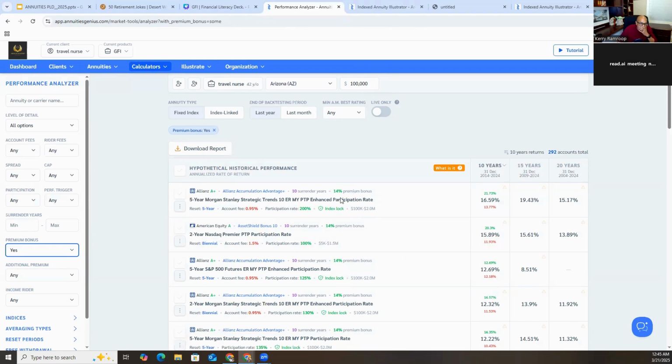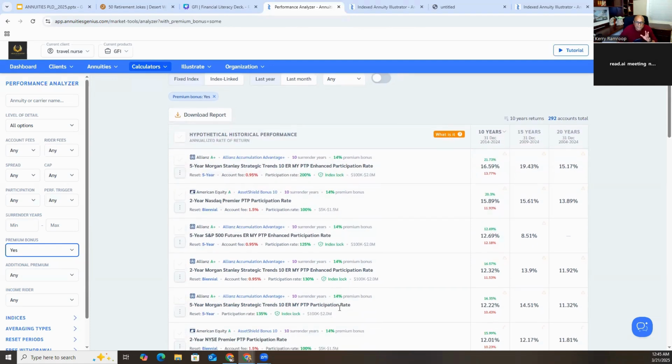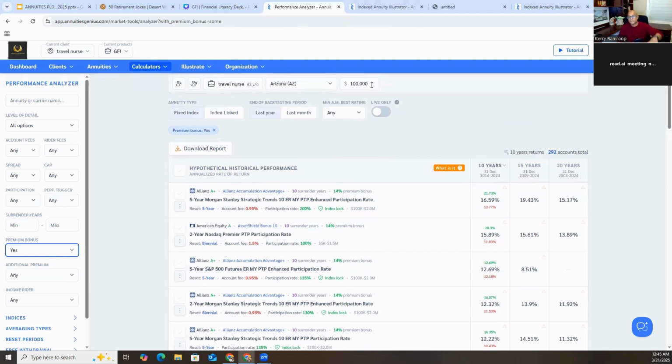Alliance, this particular policy has a premium bonus of 14%. This company does have a 14%. So around 100,000, you can get 14%. The higher money you put, the more your bonus would be. I think it goes as max at 30%, depending.